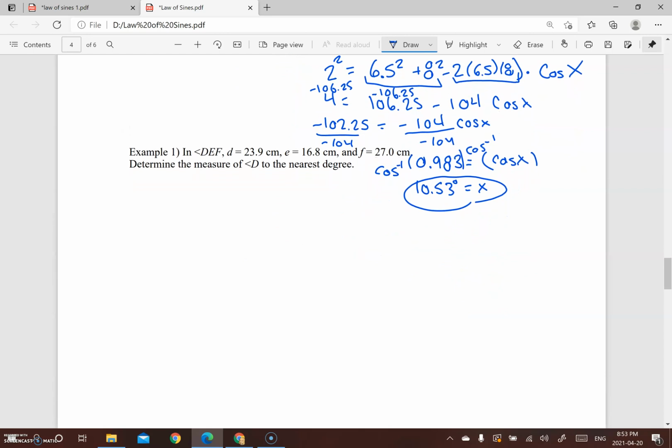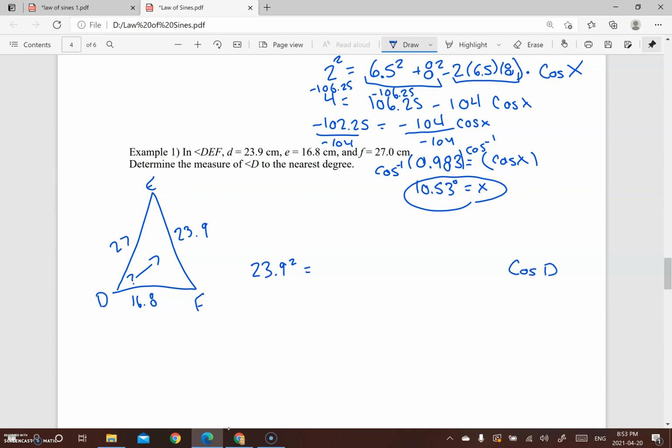Okay. Example 1, in triangle DEF, so I need to draw that out. Triangle DEF, here's D, here's E, here's F. Length D, which has got to be across from angle D, is 23.9. Length E is 16.8. And length F is 27. It wants to know what the angle D is. Oh, lovely. Another angle question. So its partner is 23.9. It's going to start off the equation. Cos of the angle I'm solving for ends the equation. The other two values are thrown in the middle.